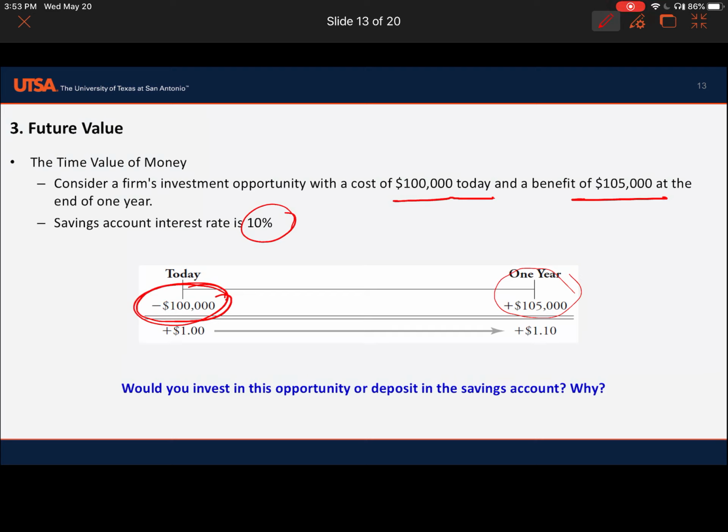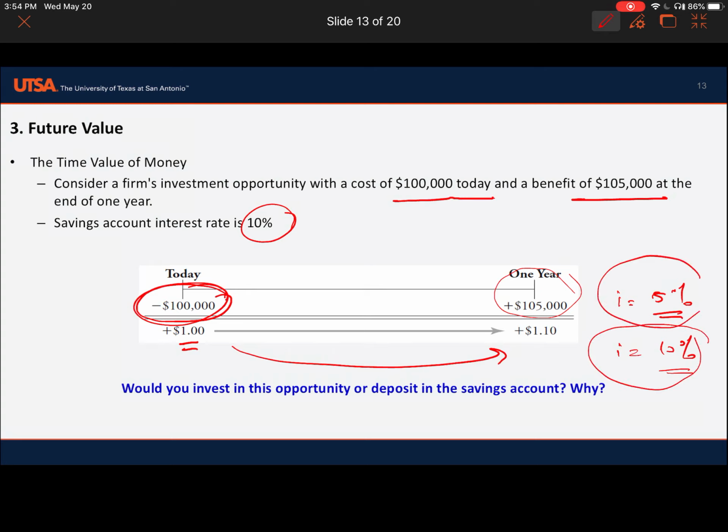So you can compute that the interest rate is 5% in this investment, and for the saving account you will get a 10% investment return. So 10% interest rate. Which project will you choose? You will choose to deposit your money in the saving account because the interest rate is higher than the investment opportunity.